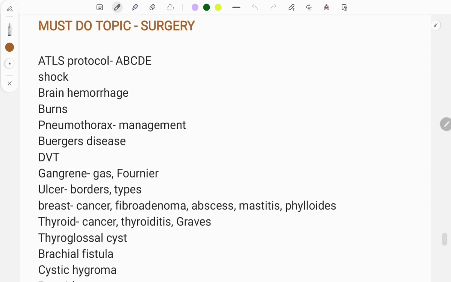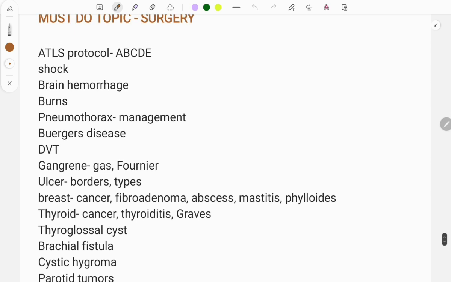So let's get started. The first and very important topic is the ATLS protocol, which is from trauma. The trauma assessment is a must-do topic, and every year 2 or 3 questions are asked from this. So let's see what all you must cover in this ATLS protocol.